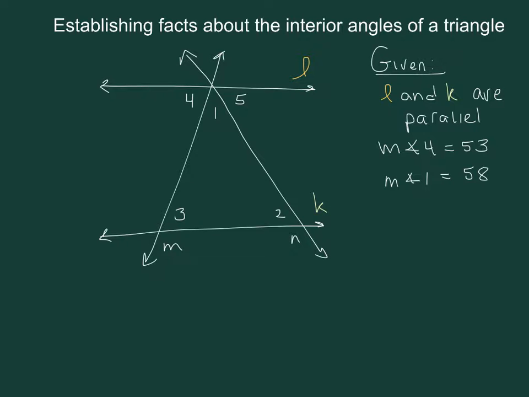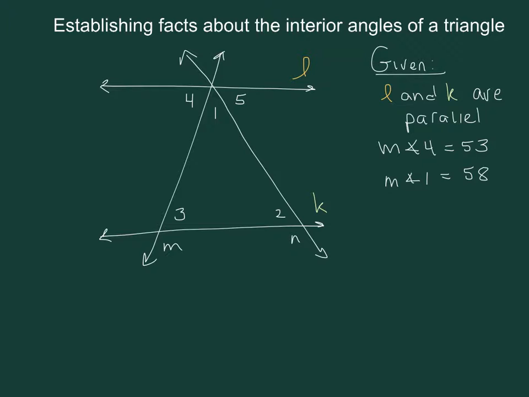So really at this point, what we want to do is find all the missing pieces to this triangle, okay? So we're trying to find the measure of angle 3, the measure of angle 2, and then M and N. Okay. There's some basic rules that you want to remember.